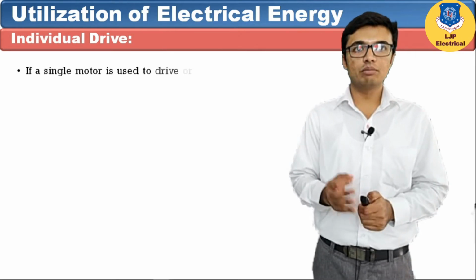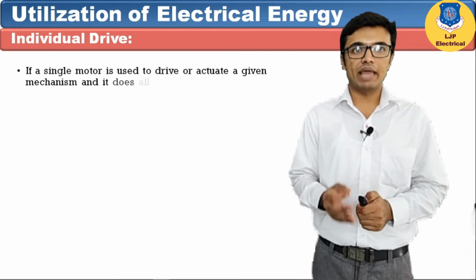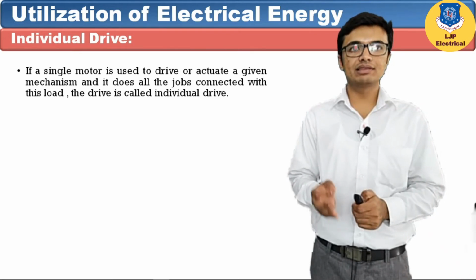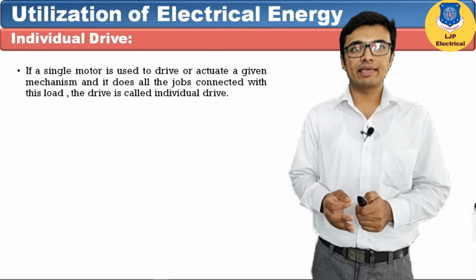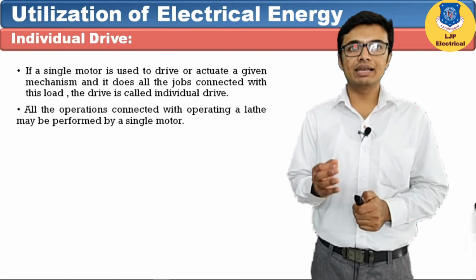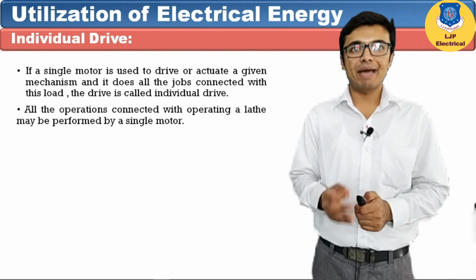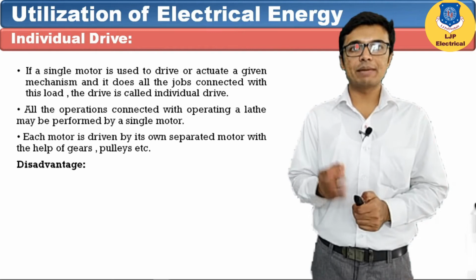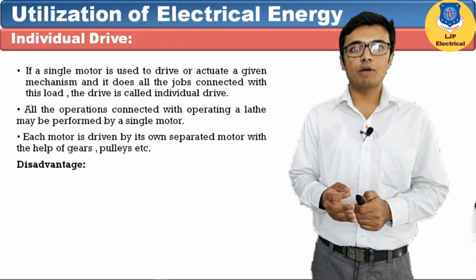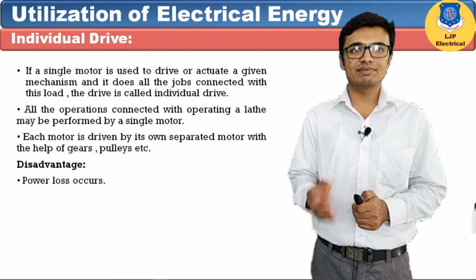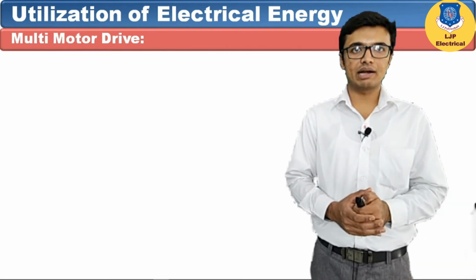In an individual drive, a single motor is used to drive or actuate a given mechanism. It does all the jobs connected with this load, and the drive is called an individual drive. All the operations connected with operating a lathe may be performed by a single motor, and each machine is driven by its own separate motor with the help of gears and pulleys. It has disadvantages, like very high power loss. Let's see the multi-motor drive.